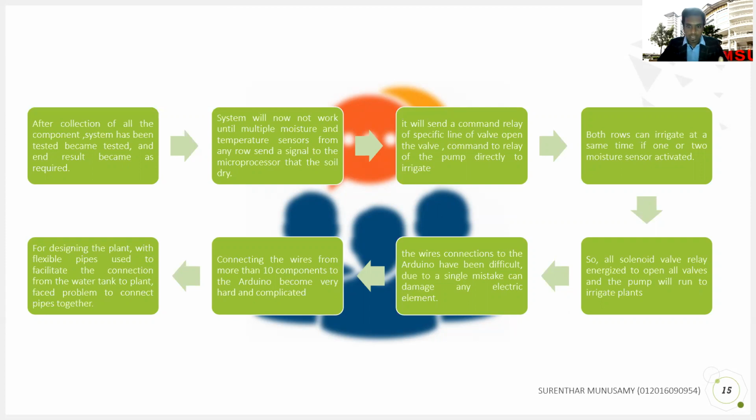The wire connection of this Arduino was very difficult. If there is any single mistake, it can damage any electrical element. We connected more than 10 components, with multiple sensors, each row having 4 to 5 temperature and moisture sensors, the water pump motor, and also the relay wires. It was very complicated and very hard to do this project.